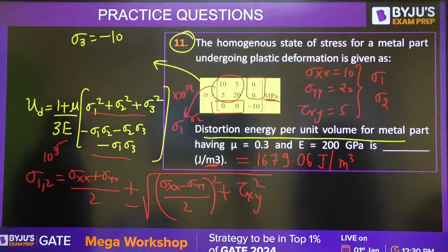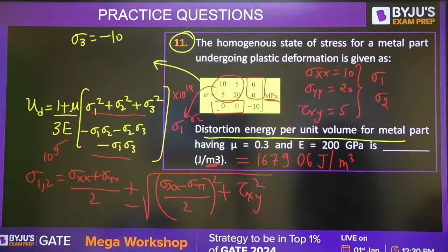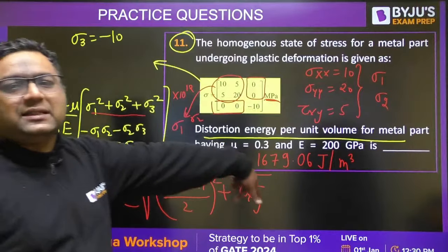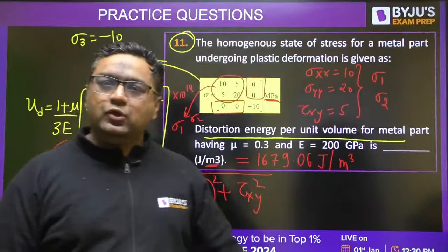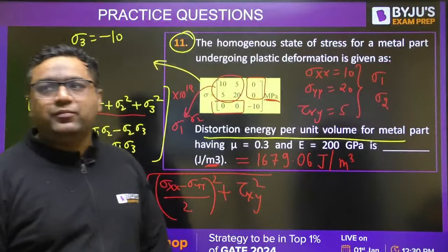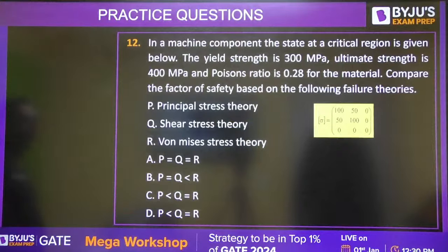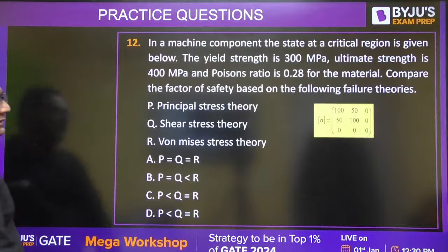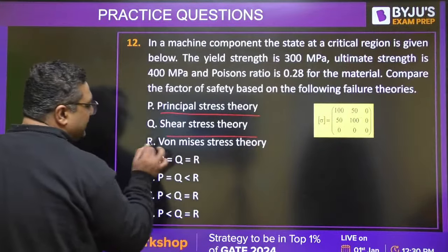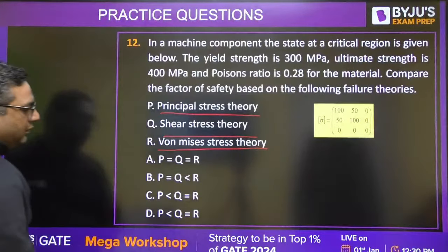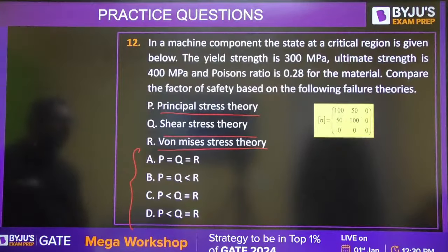Okay, yes. I can understand this type of mistake happens, but that is why it is NAT. Because in NAT you will be making that kind of mistake. Great. Moving to question number 12. Here you need to tell us as per MPST, MSST and MDET, which of the following are correct.